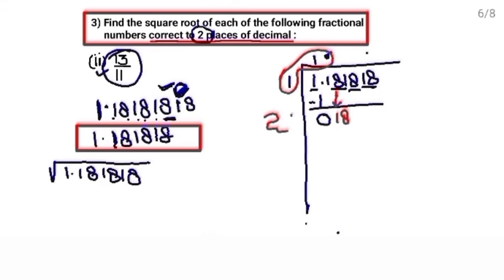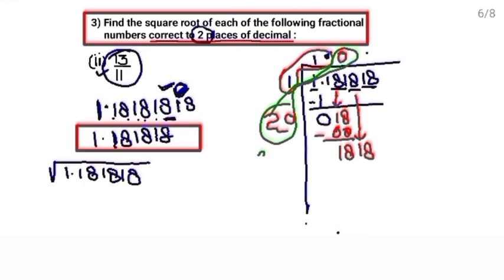18. If you take 1 here, it will become 21 and you will multiply it by 1. So you will get 21. But 18 is smaller than 21. So you will take 0 here. Multiplied by 0, 0, 0. Subtract 18. Copy down the next pair. 18. Add these two. 20 plus 0 is 20. Take 8. 8 8s are 64, 8 2s are 16.